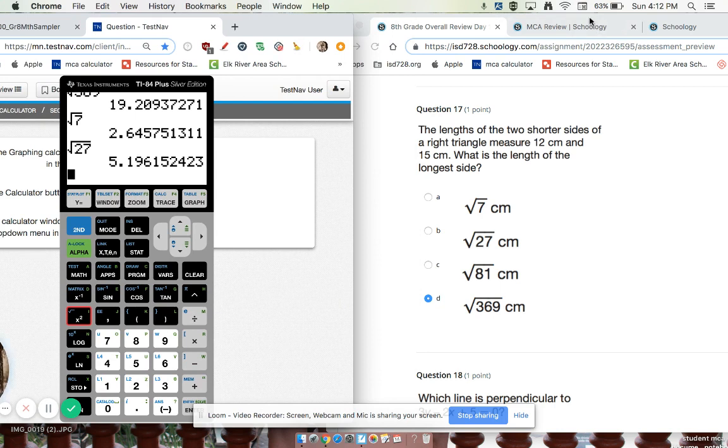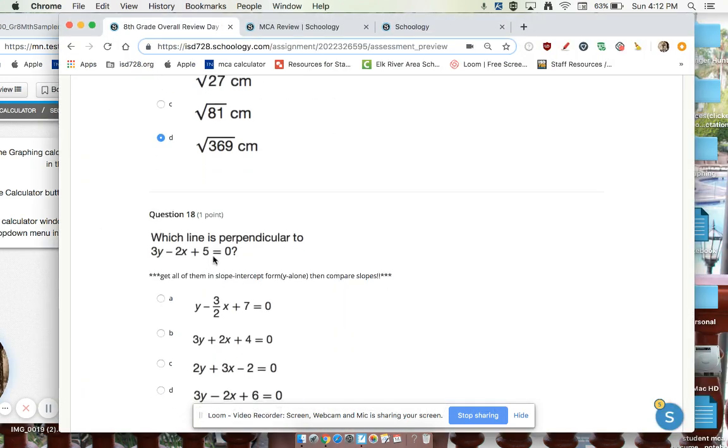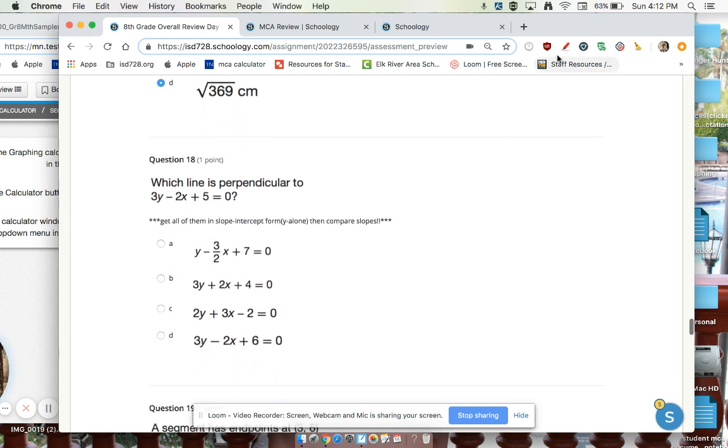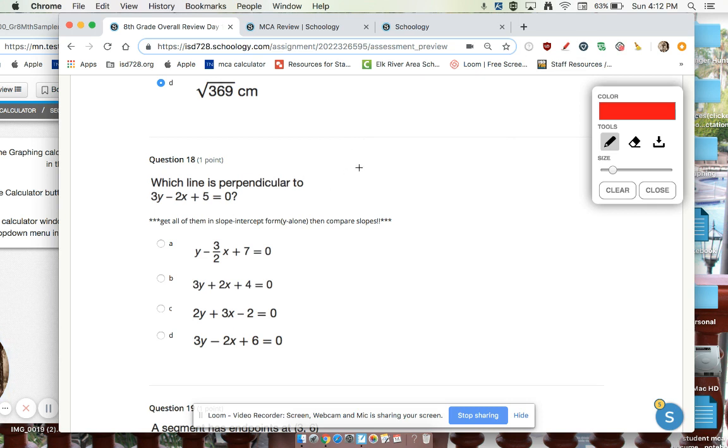Okay, question number 18. Which line is perpendicular to 3y minus 2x plus 5 is 0? And I gave you a nice little hint here. Get them all into slope-intercept form, which means y alone, and then you compare the slopes. If you can remember, way back in Unit 5, perpendicular lines are the opposite sign, and you flip. So let's say 3 is my normal slope. I make my 1 come out. My perpendicular slope would be make it negative and flip it, -1/3.